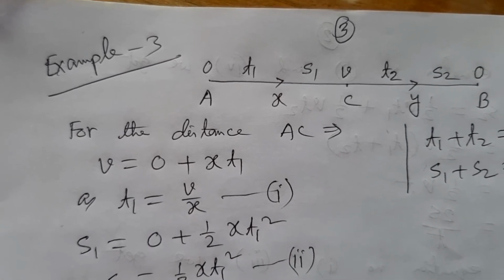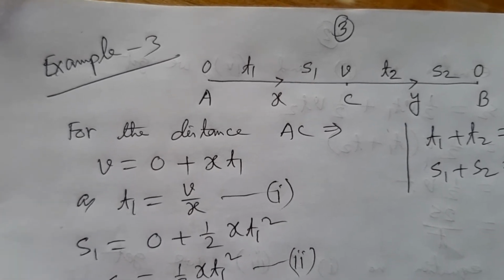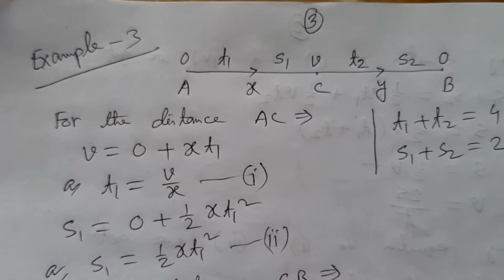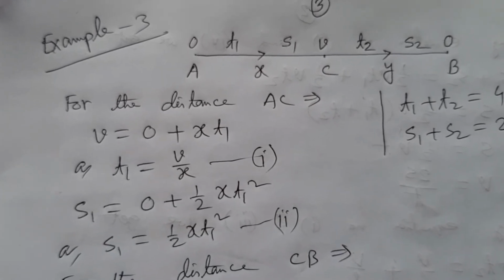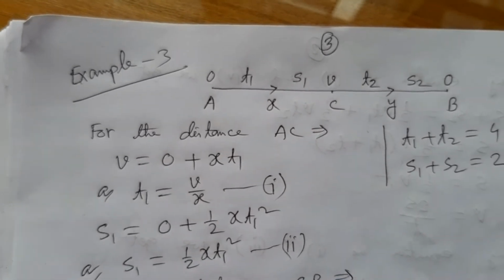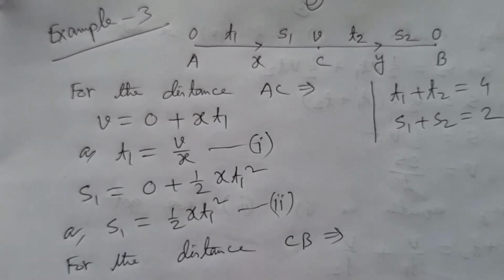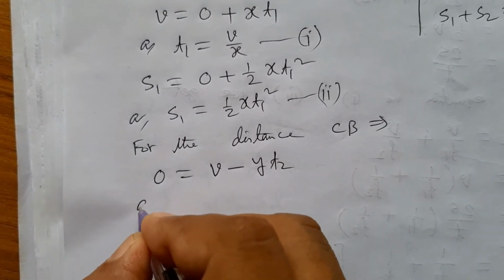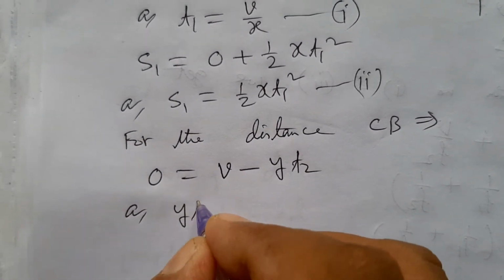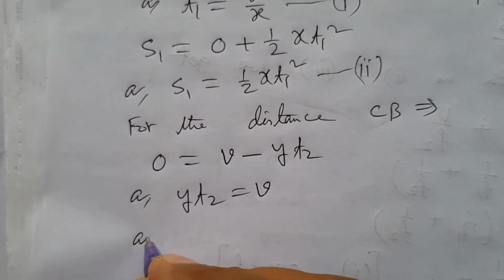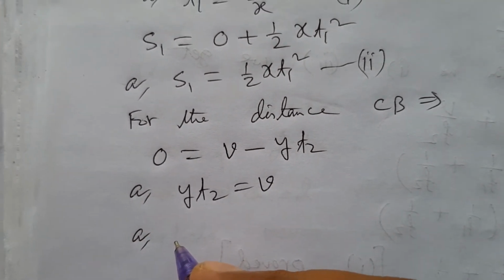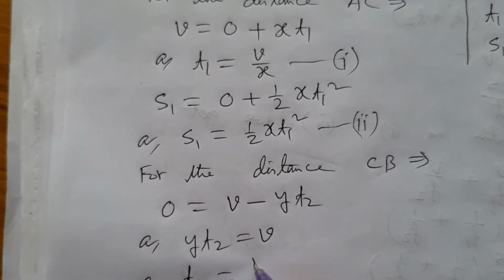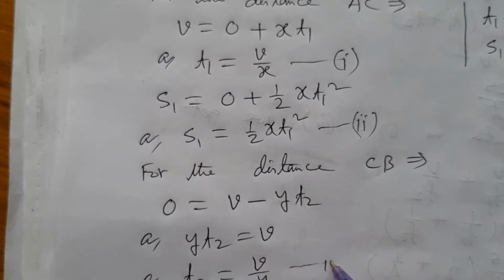Now for the distance CB, similarly here V means 0 is equal to U, that is V, minus retardation y t2. From here we can write y t2 is equal to V. That means t2 is equal to V by y. This is equation number 3.